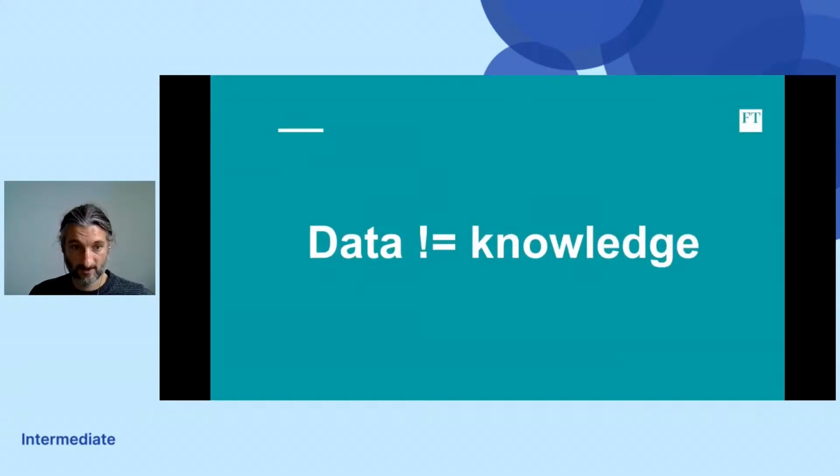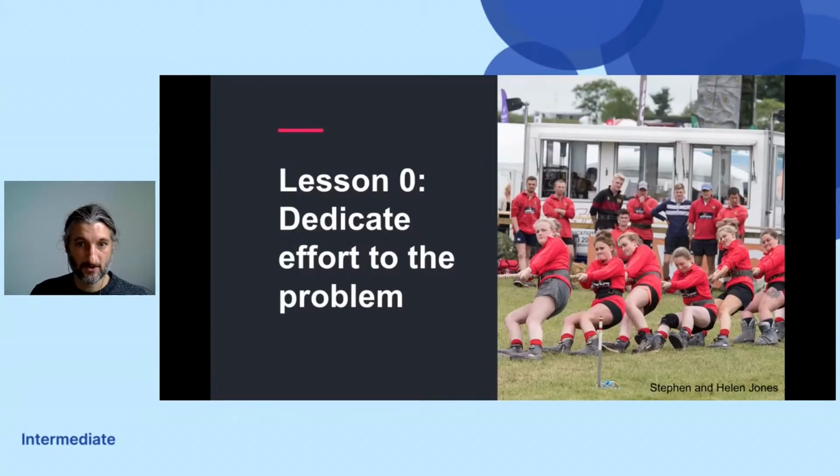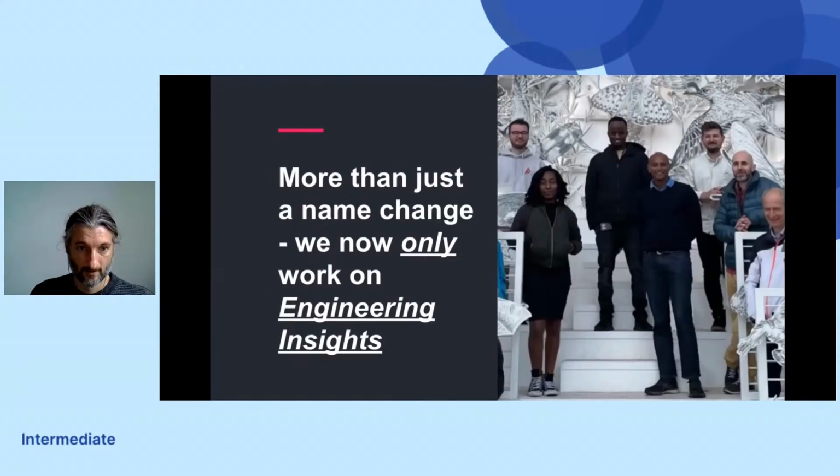And our team, for the last year at least, has been really focused on how we turn that massive data into knowledge in order to help us transform the way we run our tech estate. So the first lesson I have to share with you is that it's important to dedicate effort to the problem. So about a year ago, we changed our name from Reliability Engineering to Engineering Insights. It's not just a name change. With that name change, it meant there were lots of problems in the reliability space that we no longer focused on. So we've got more people focused on this set of problems around turning data into knowledge. And that focus has allowed us to really make progress.